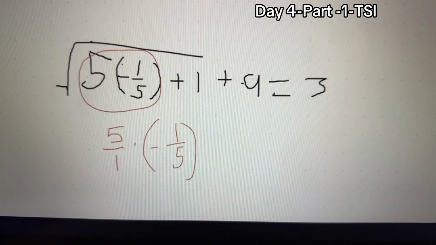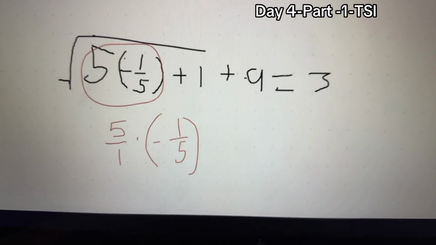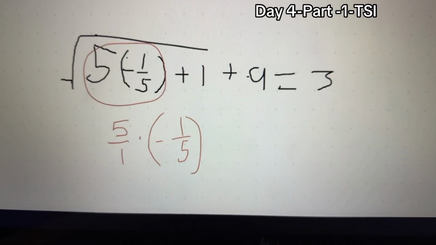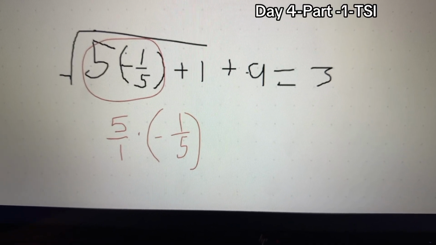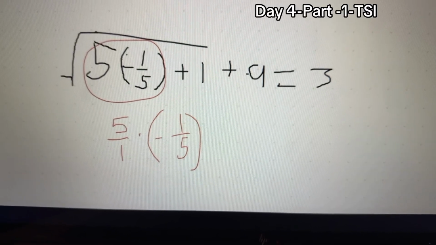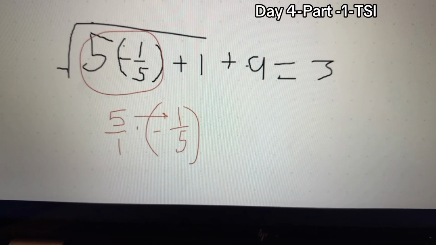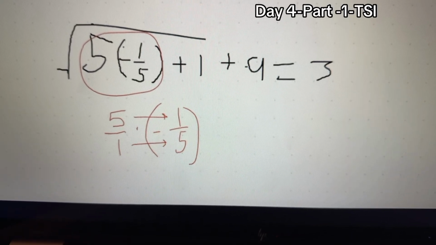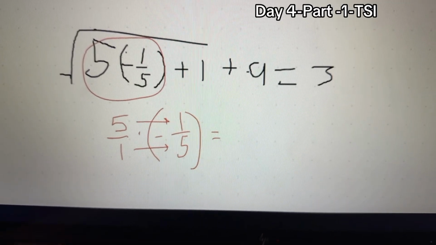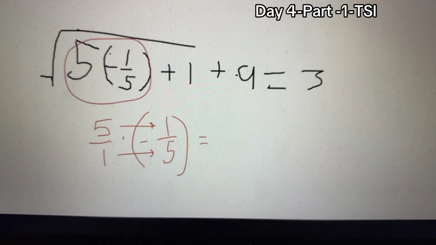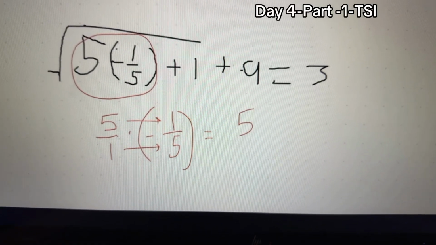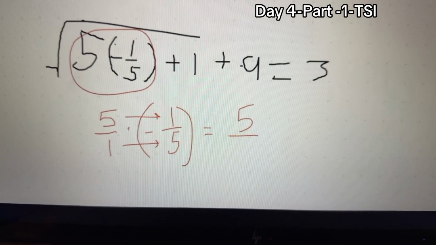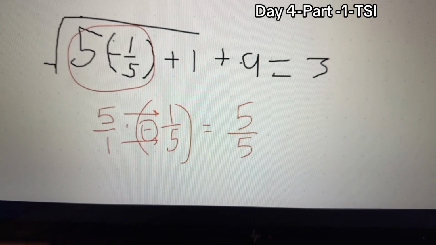Now, when you multiply, you don't have to worry about common denominators or anything like that. That's only for adding and subtracting fractions, not multiplication. So when we're multiplying fractions, we just multiply across the numerator and across the denominator. So what's 5 times 1? 5. And what's 1 times 5? 5.